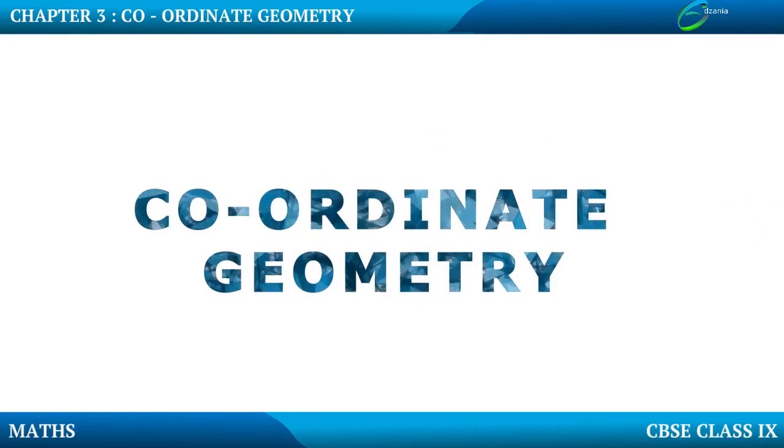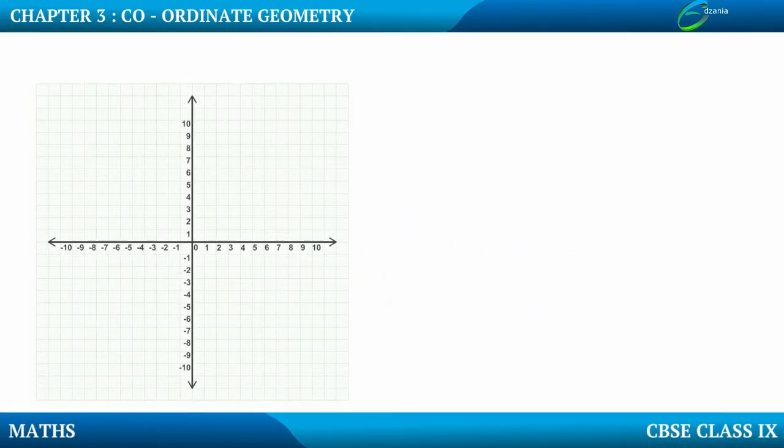Chapter 3, Coordinate Geometry. Now let us start with a new topic, that is quadrants. Before starting with the topic, you need to know what this quad means. Quad means 4. Now what is this 4? I'll give you a simple example.